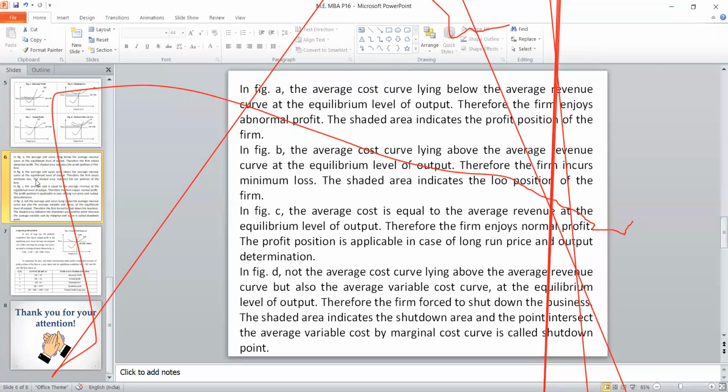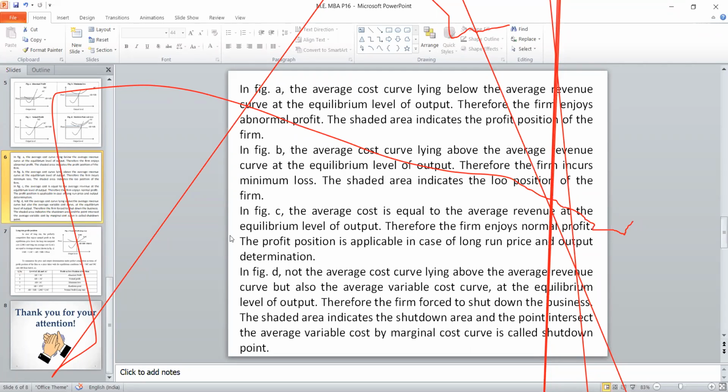In figure A, the average cost is lying below the average revenue: abnormal profit. In figure B, the average cost is above the average revenue: minimum loss. In figure C, the average cost is having a tangency with the average revenue, AR equal to AC, then it is normal profit. Not only the average cost, but also the average variable cost is more than the average revenue: it is the shutdown point. So how do we conclude?